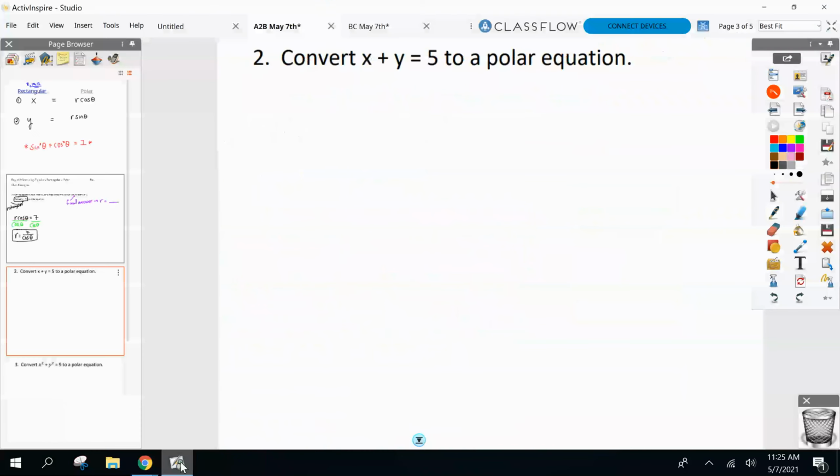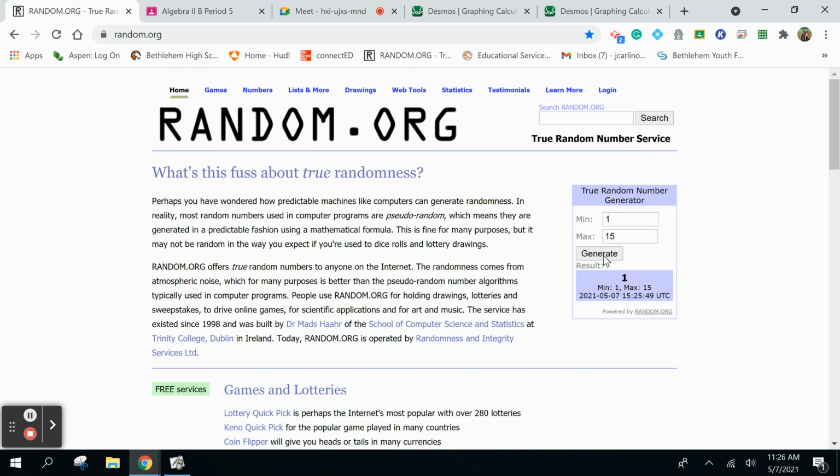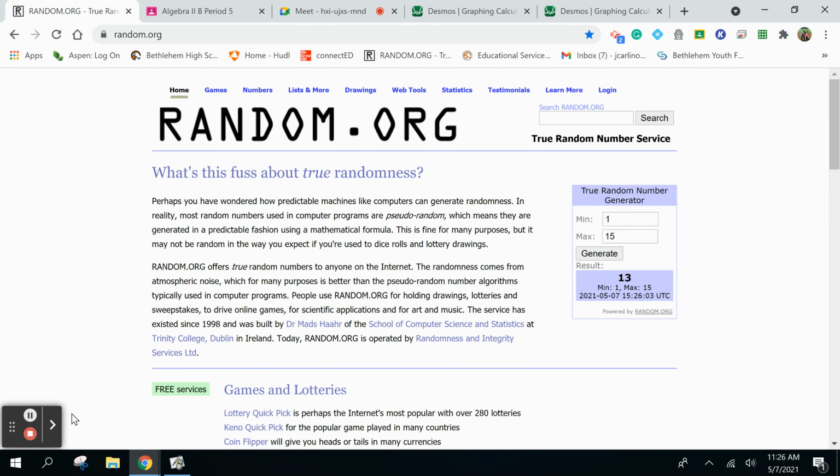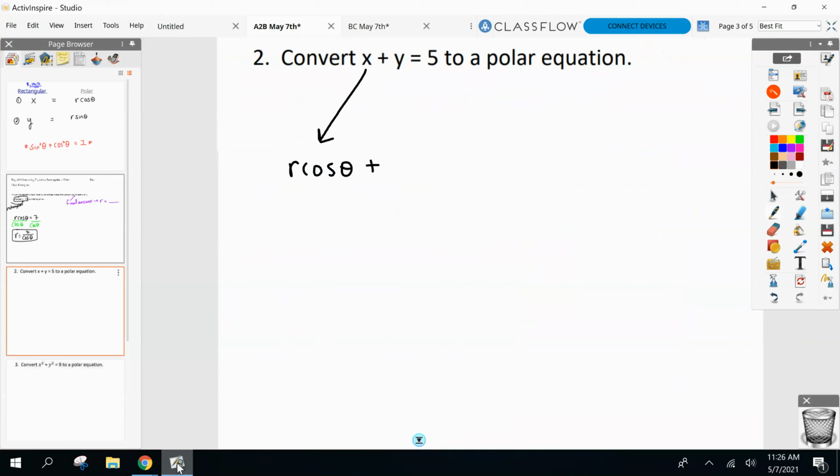What variables do we see in this one? It's both X and Y. What do I substitute in for X? R cosine theta. Here we go. Plus, now I need to know, what do we substitute in for Y? Look back at the beginning of your notes.